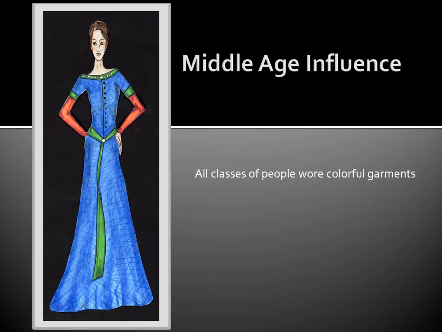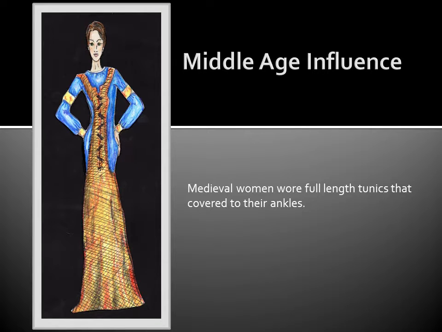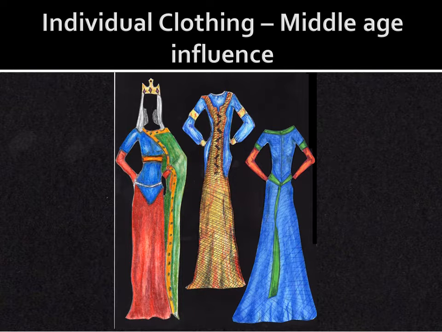A fun fact about the Middle Ages is that all classes of people wore colorful garments. Bright colors such as royal purple or blue were not forbidden for all but the nobility. Medieval women would wear full-length tunics that covered their body down to their ankles. This fashion in the Middle Ages was known as kirtles and was often worn over a shirt. When in public, the woman often wore an even shorter kirtle over the tunic. This brings us to the end of the Middle Age influence for the costume.